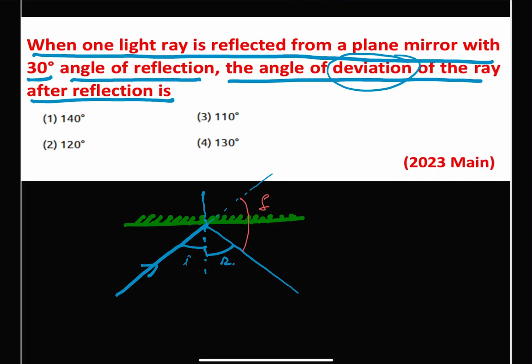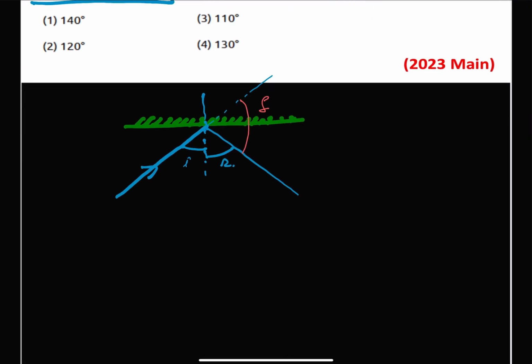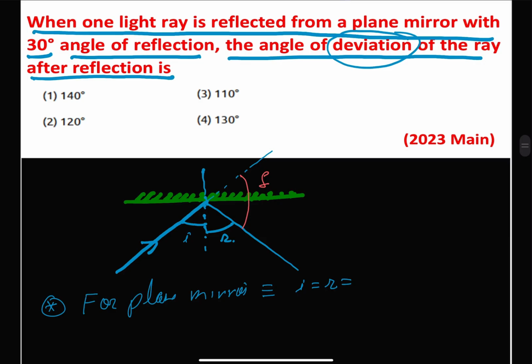So for the plane mirror, we know that the angle of incidence is equal to the angle of reflection. Okay, so we can write this will be equal to 30 degree. So this entire angle will be twice of I.